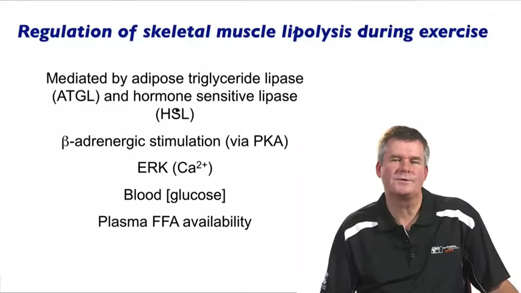The blood glucose concentration will tend to inhibit the hormone-sensitive lipase. And interestingly, the availability of free fatty acids, as I showed you in that earlier slide: if free fatty acid availability is reduced, then there'll be an increased reliance on intramuscular triglycerides.